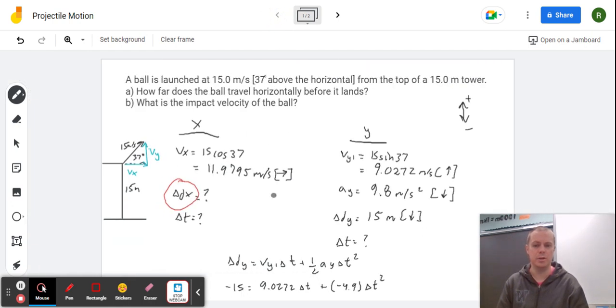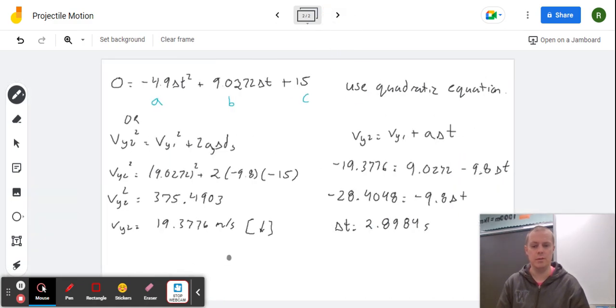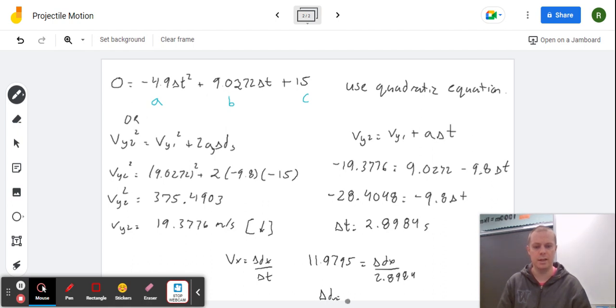Okay, now that we have the time, this is an easy question to finish off, okay? Because in the x direction, we have no acceleration, so we get to use the easy equation of Vx equals dx over t. So we have 11.9795 equals delta dx over 2.8984. And when we run that through our calculator for dx, okay, we are going to get 34.7 meters to the right.